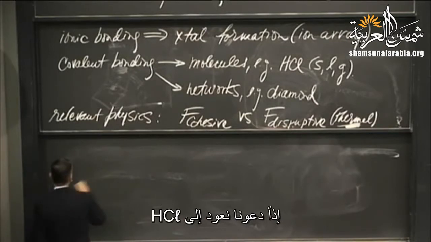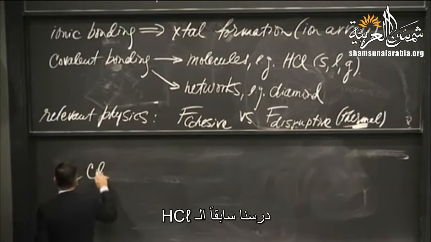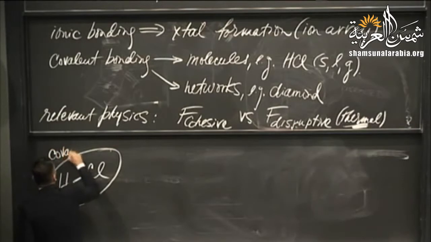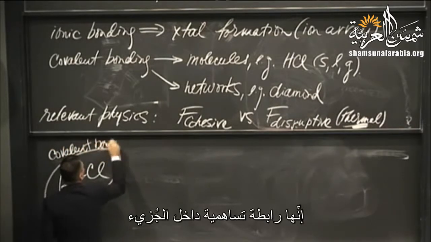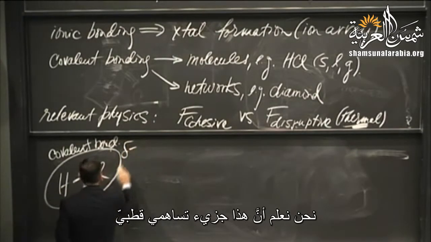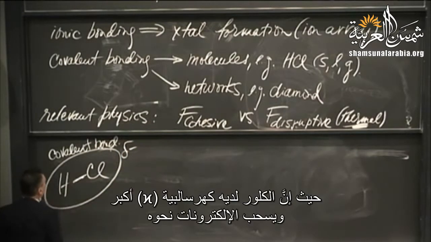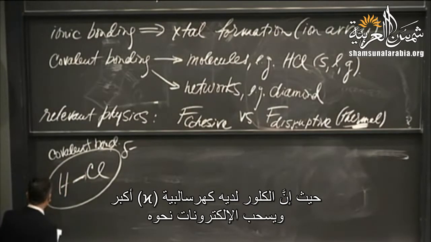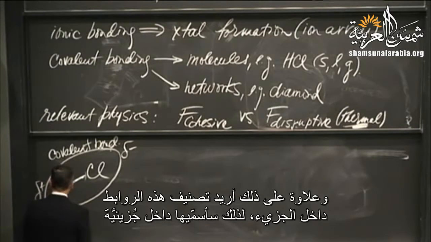So let's go back to HCl. Last day we looked at HCl. So here's one HCl molecule. We have a covalent bond. It's a covalent bond within the molecule. We know this is a polar covalent molecule with the chlorine having a greater electronegativity and pulling the electrons towards its end. And furthermore, this bond I want to categorize as within the molecule, so I'm going to call it intramolecular.